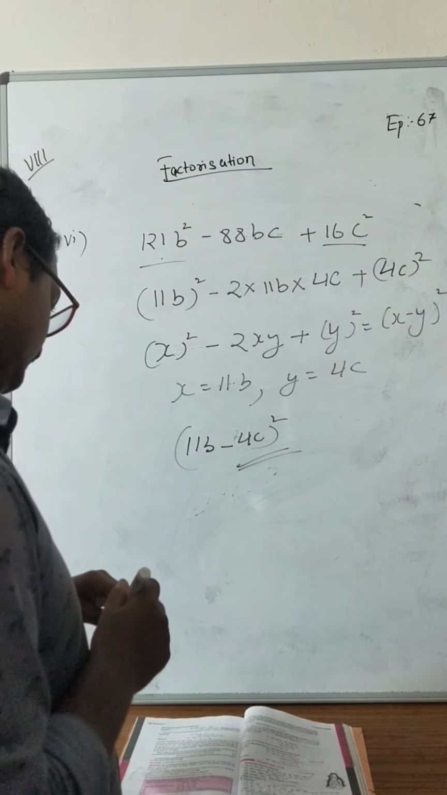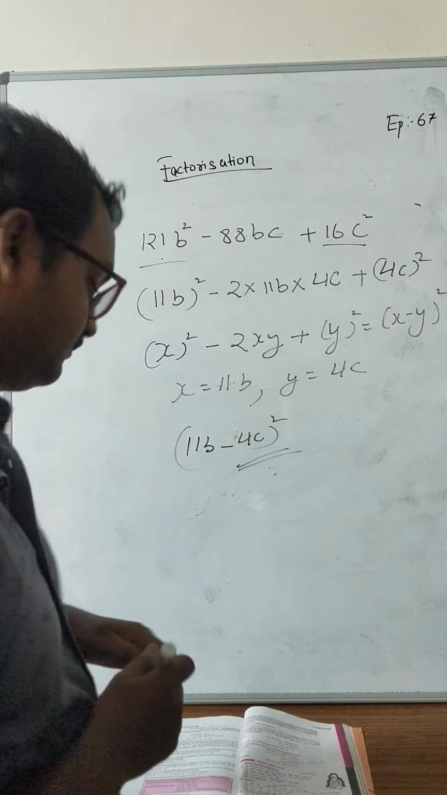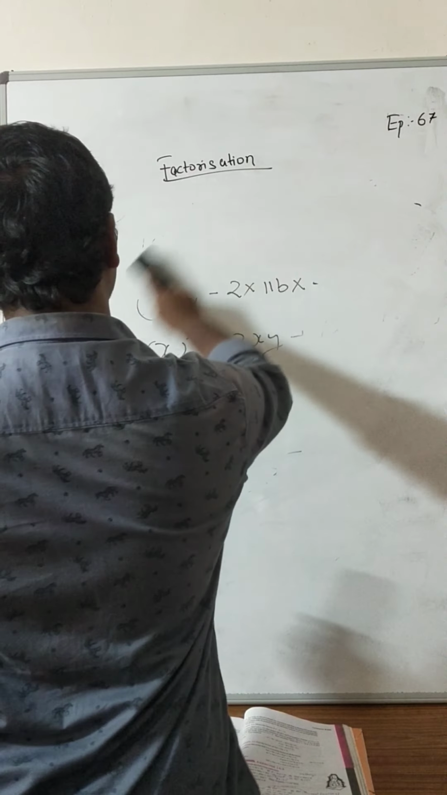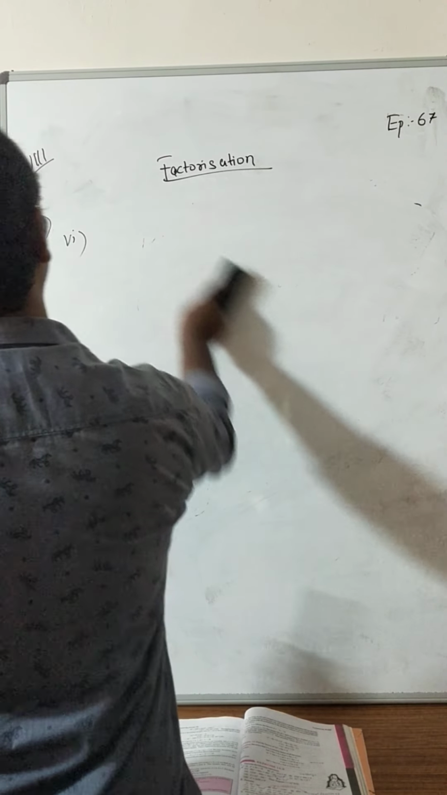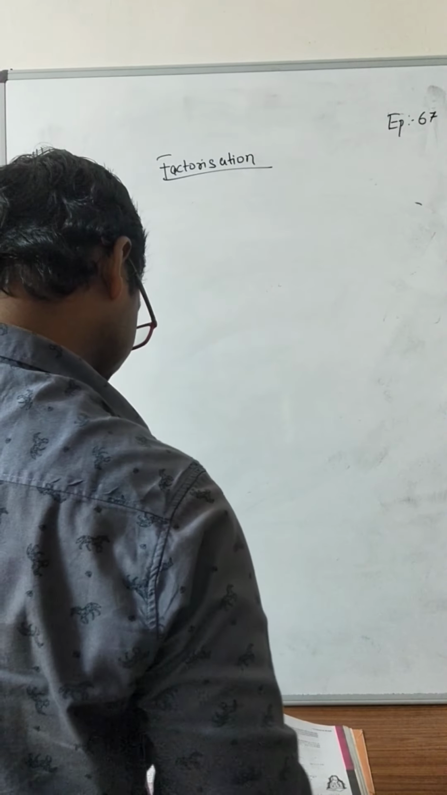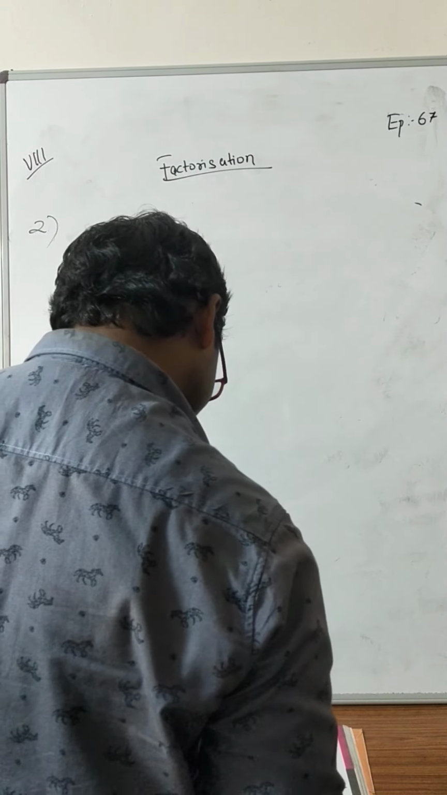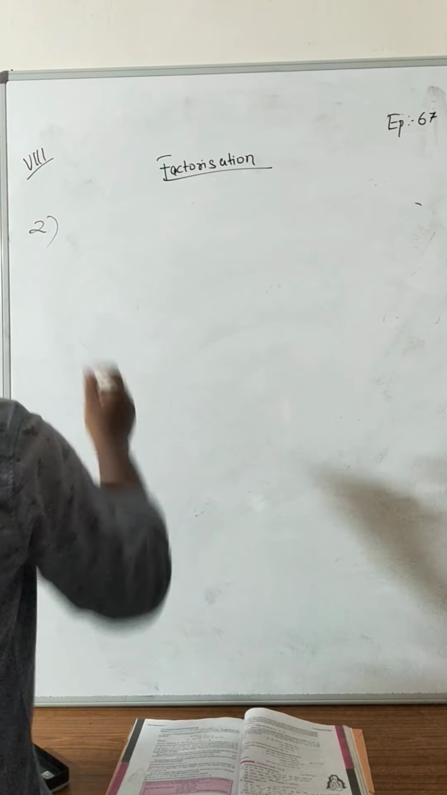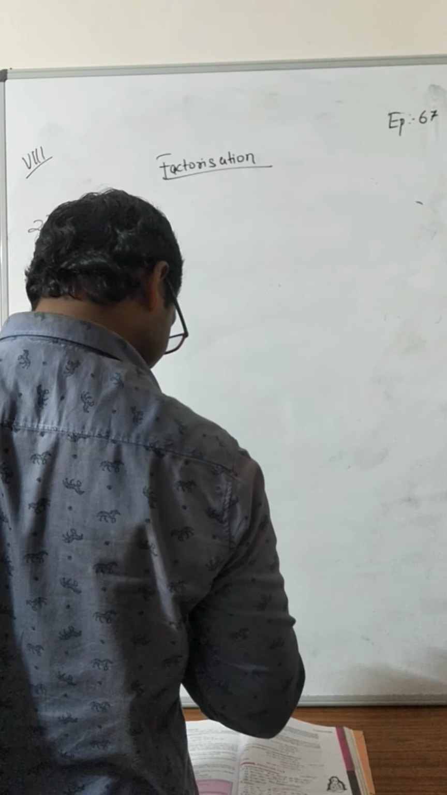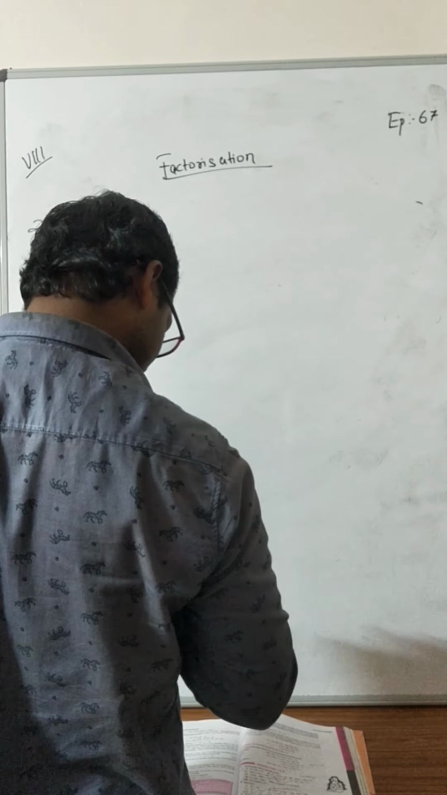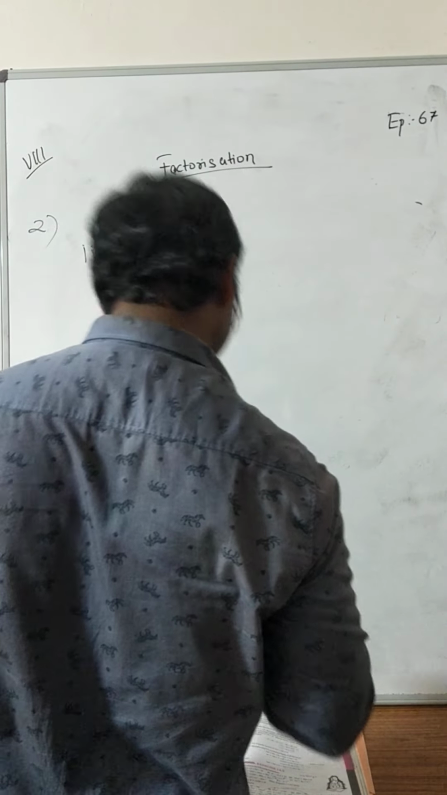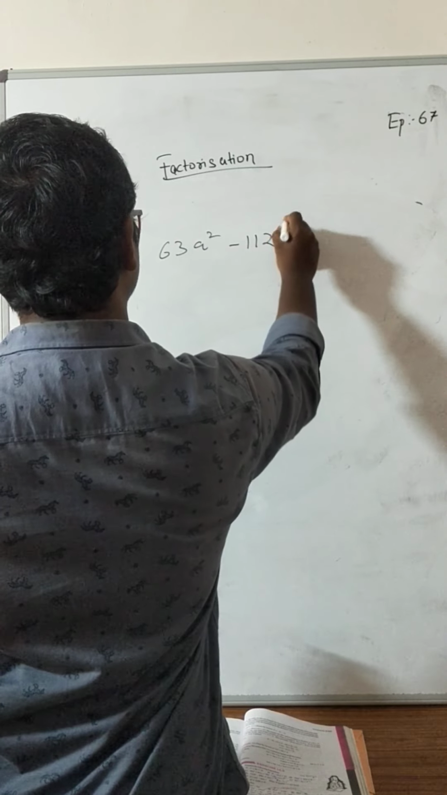Okay, now students, look at the second question, which is factorize. Look at the second one of the second question, which is 63a square minus 112b square.